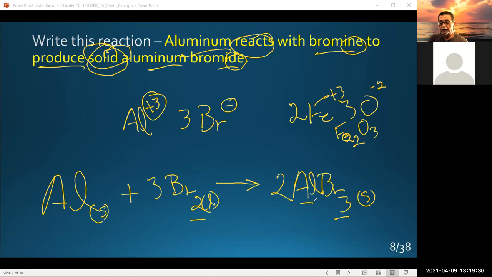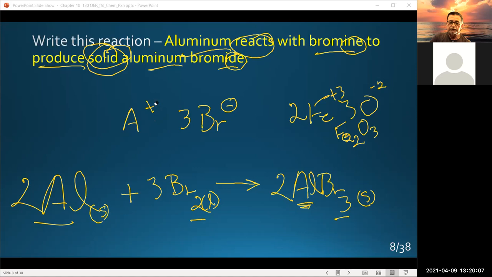We're good to go. That kicked up my aluminum. No problem. We put a 2 in front of aluminum, and we are balanced. So double check. We got 2 aluminum here, 2 here. 6 BR on the reactant side, 6 on the product side. We are balanced. So this reaction is good to go. Do note the ratio between aluminum and bromide. And I say, well, why is that? Because that is a specific ratio that we can utilize in the coming chapters.